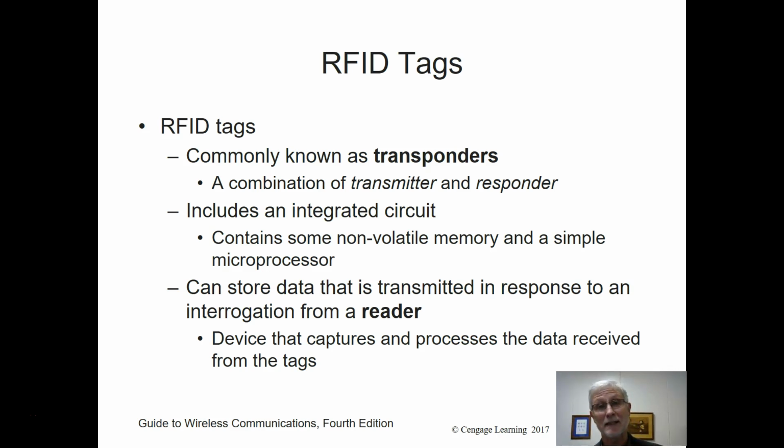Now, the RFID tags themselves are commonly known also as transponders, and basically it's just a transmitter receiver built into one device. It's an integrated chip. It contains some non-volatile memory and a small, simple processor. Now, it can store data that can be interrogated by a reader. And a reader is just a device that captures and processes data received from the tag.